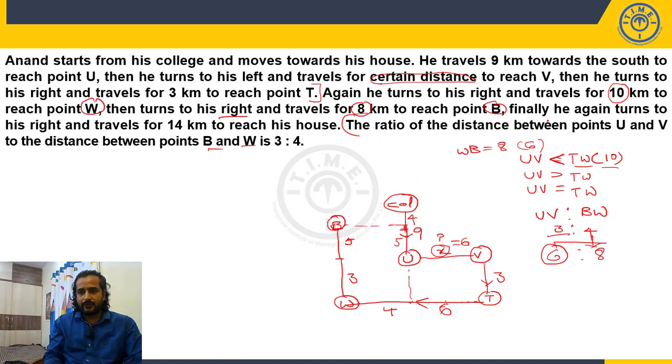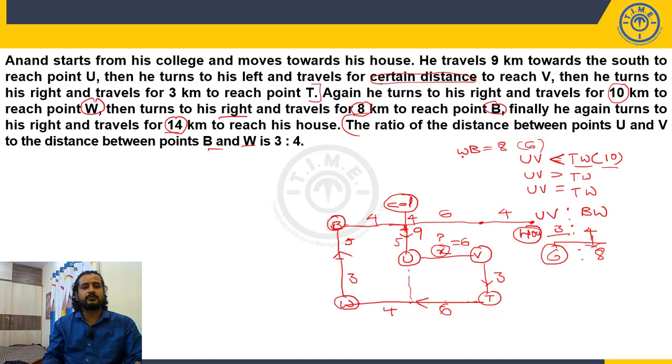Now what is given next? And finally turns right and travels 14 kilometers to reach his house. Now he is moving towards north, so the right hand side will be east. How many kilometers? 14 kilometers. If we travel in line with U, how many kilometers is he going to travel? 4 kilometers. In line with V? 6 kilometers. But he has to travel 14, so how much more distance? 4 kilometers more to reach the house. This is the house point. Clear?